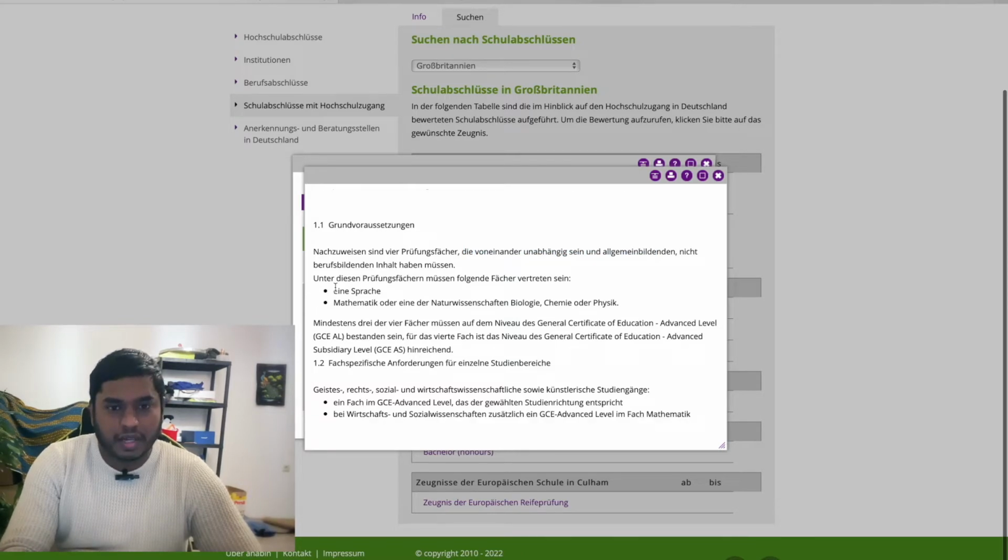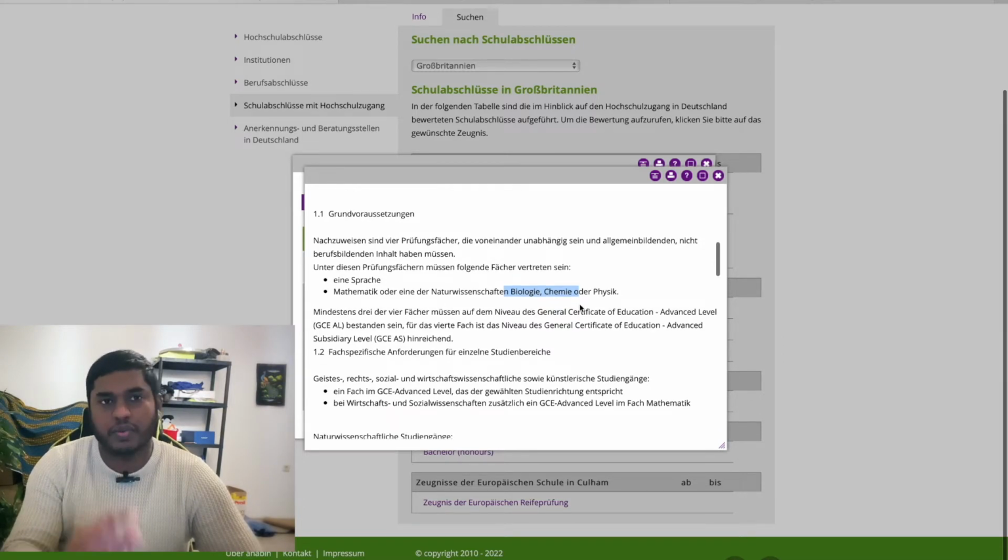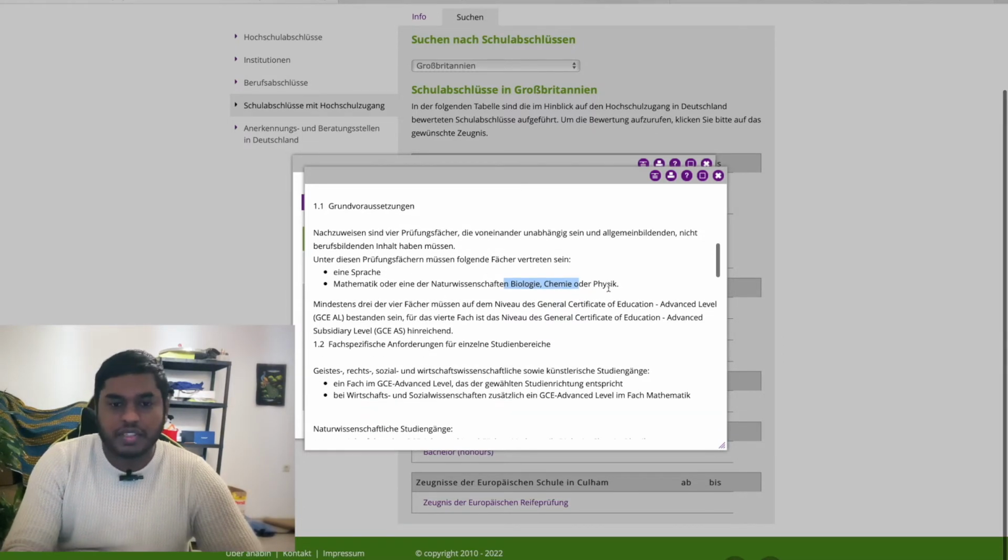From the 4 subjects, one of the subjects should be a language subject, at least at AS level, and the other 3 subjects you can choose as you wish. The only thing is, one of the 3 subjects should be maths or some other science subject such as chemistry, physics or biology. So the 2 subjects you can choose extra, but one of the subjects should be one of the given subjects.